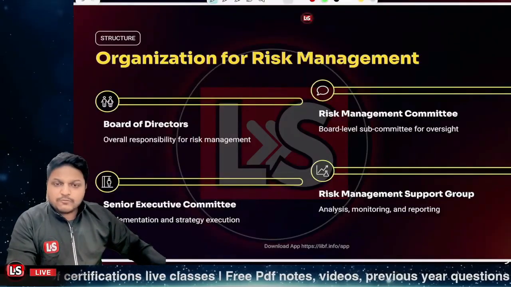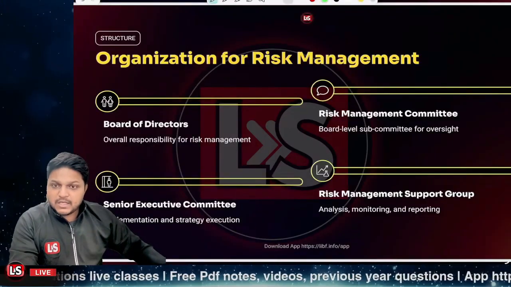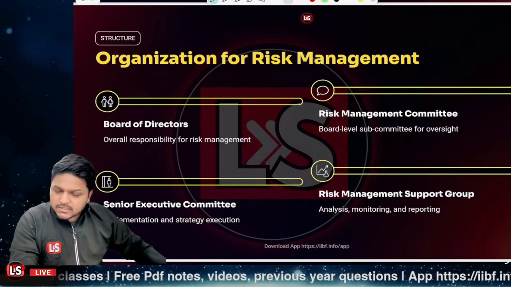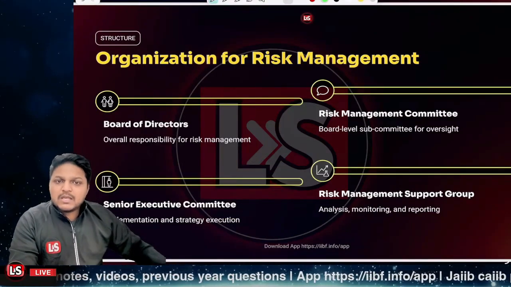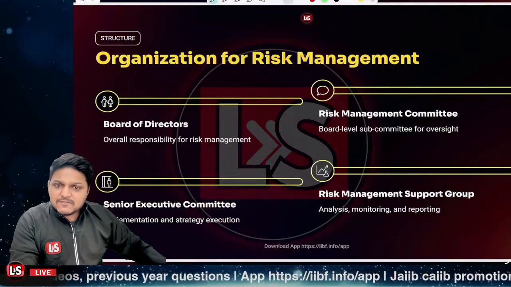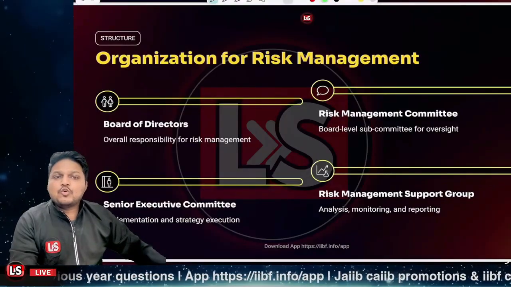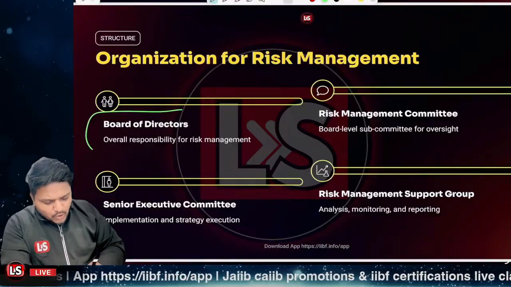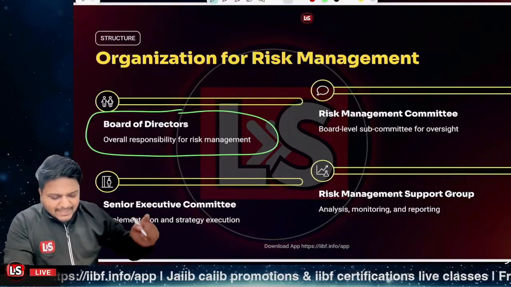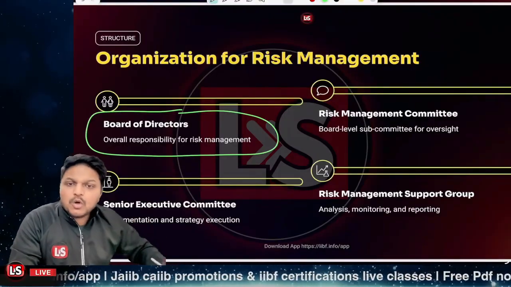Or organization for the risk management, we can simply say. So we have the board of directors, the RMC at the board level, that is the risk management committee at the board level, a committee of senior level executives, and the risk management support group. And the overall responsibility remains with whom? That always and always remains with the board of directors.